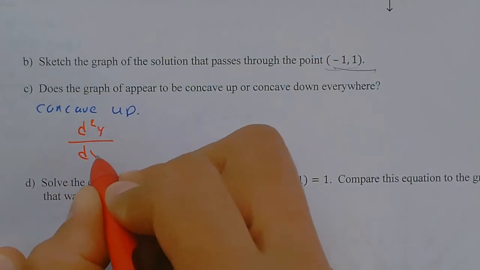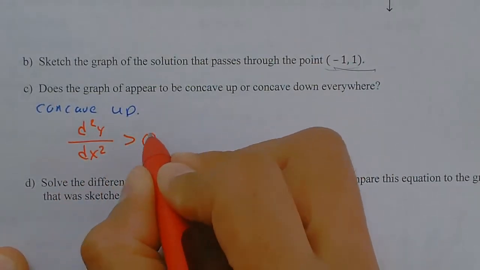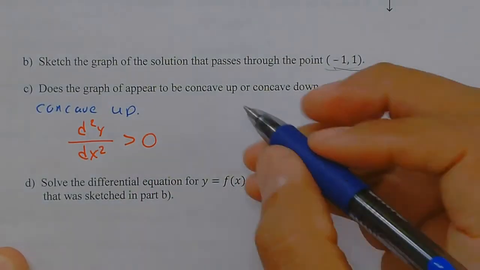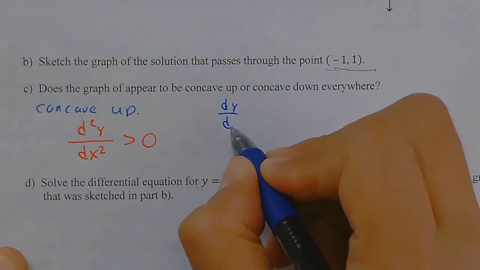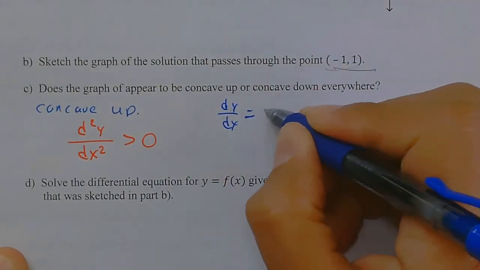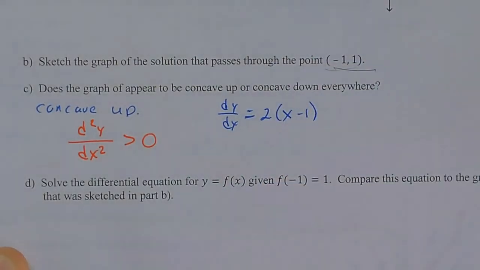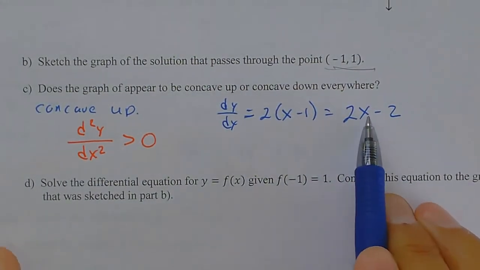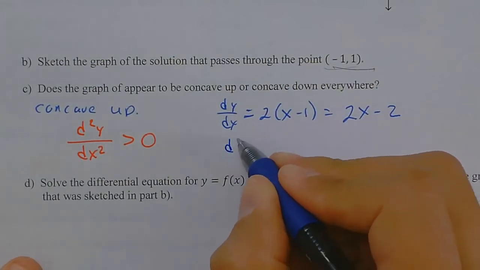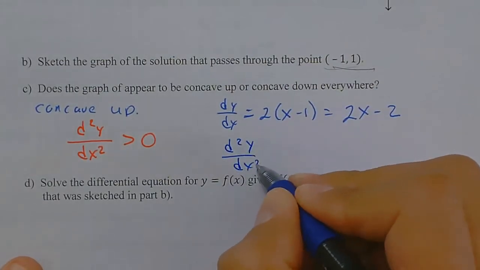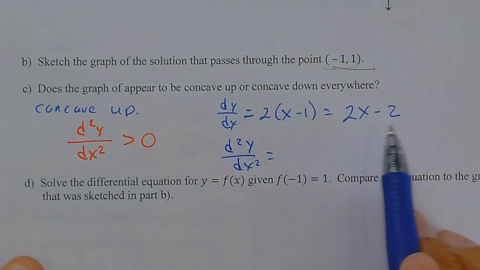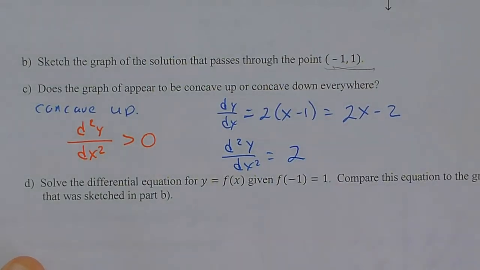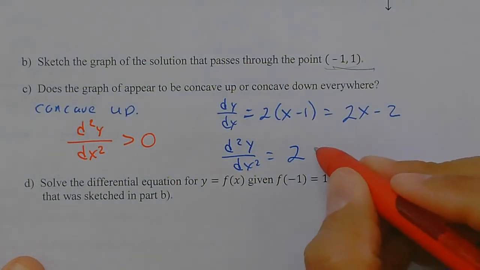It was given to be 2 parentheses x minus 1. Let me distribute in the x to make our life easier. If that is our first derivative, we can calculate the second derivative. The second derivative is the derivative of that, which is 2. And by the way, that is greater than 0, so we can look at the graph and know that it's concave upward. We could actually ask you to find the second derivative, positive 2, and then figure out that it's concave upward.